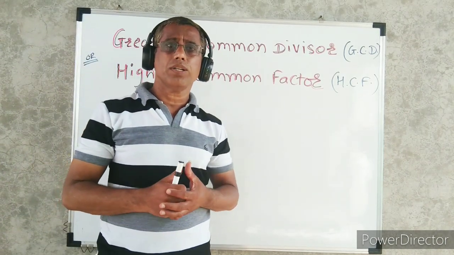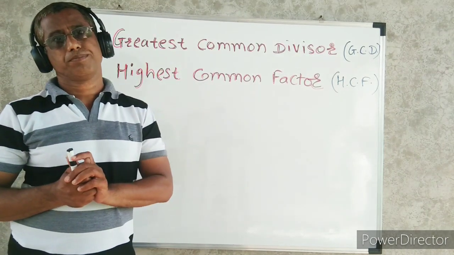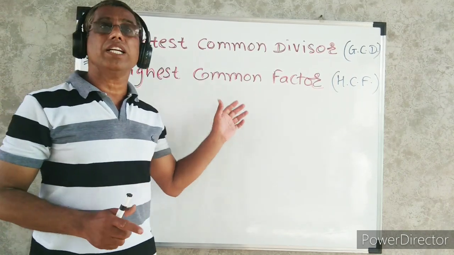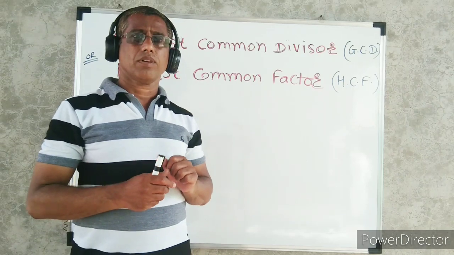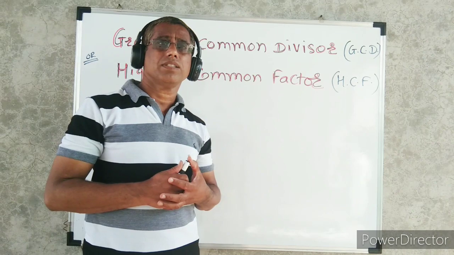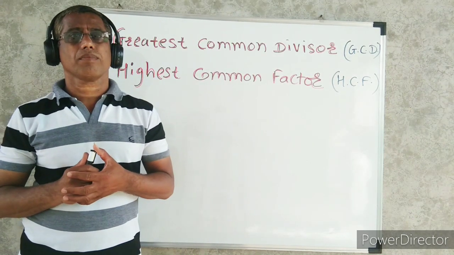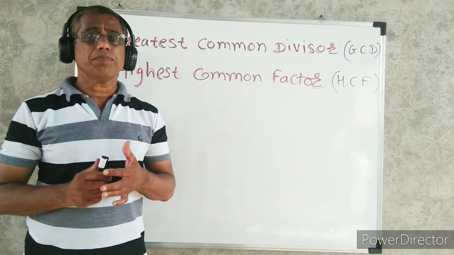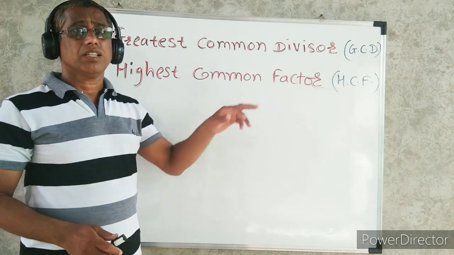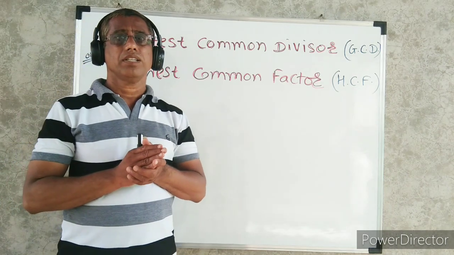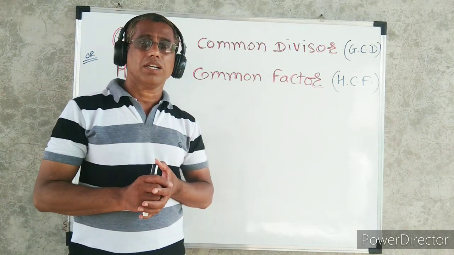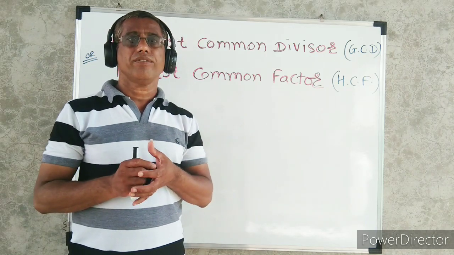HCF of two or more numbers is the greatest number that divides each of the numbers without leaving any remainder. Or HCF of two or more numbers is the greatest number that divides each of them exactly. HCF or GCD of the given numbers is their greatest common divisor or greatest common factor.